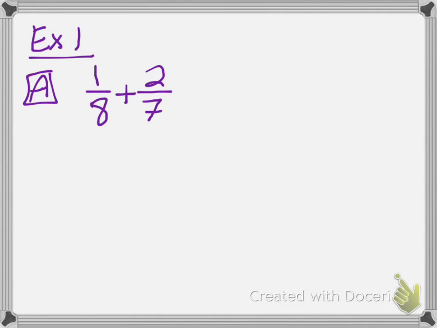So let's take a look at example 1, and this is problem A. We have 1/8 plus 2/7. My denominators are different, so I could find the least common multiple. In this case, it would just be 56. 8 times 7, they don't have any factors in common, so the least common multiple is multiplying them together to get 56.